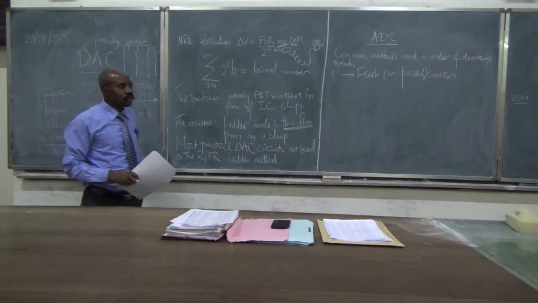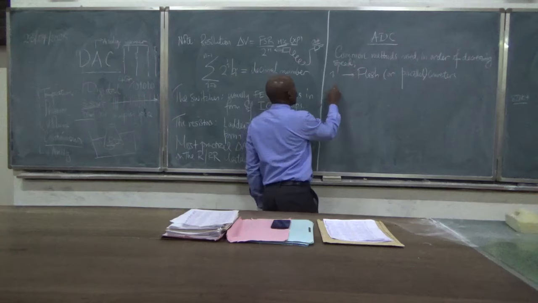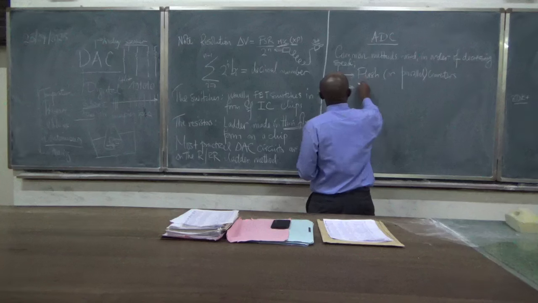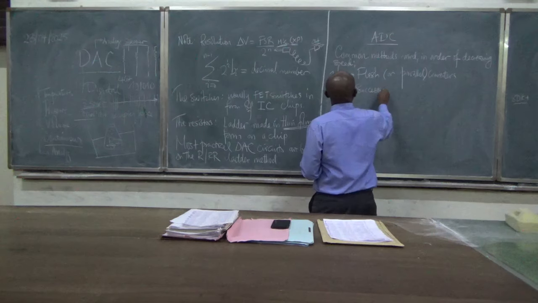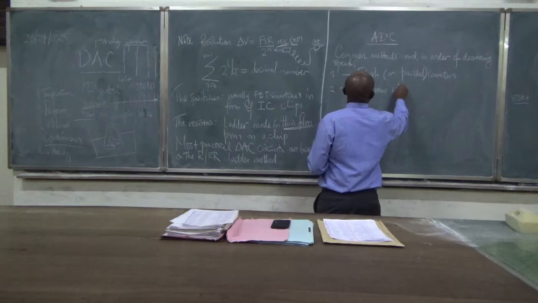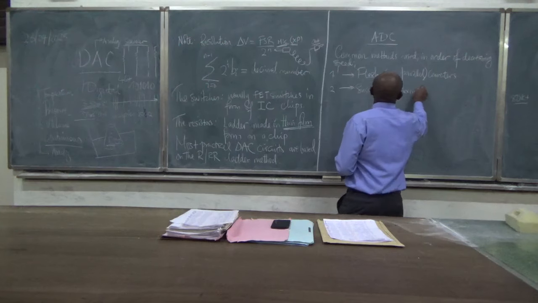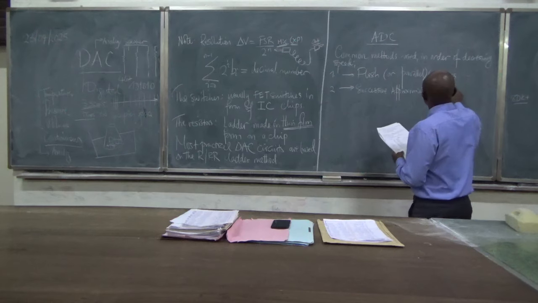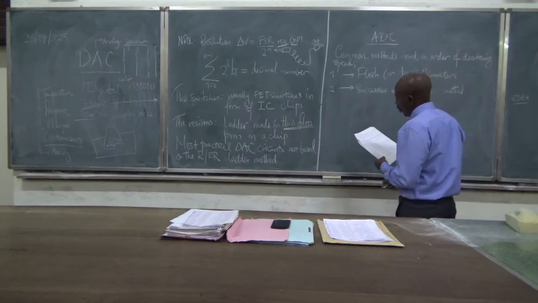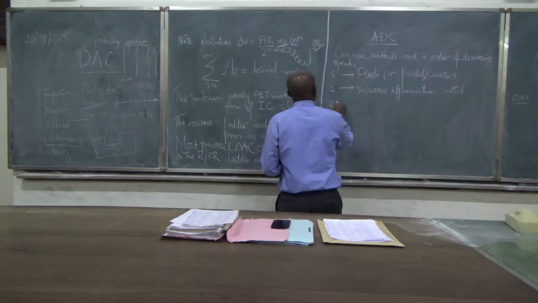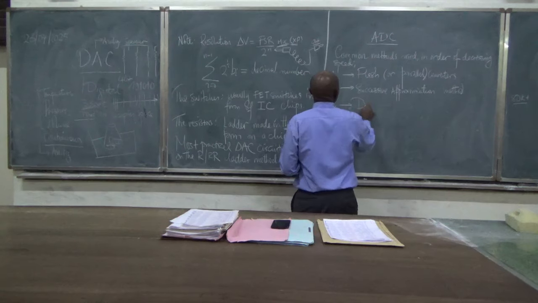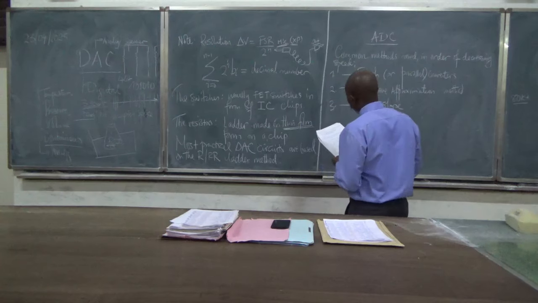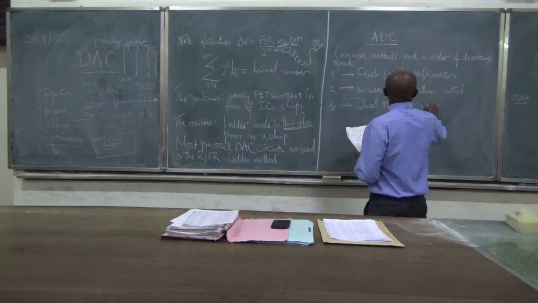Two, the second one is successive approximation. Successive approximation method. And then three is the dual slope. The dual slope method.